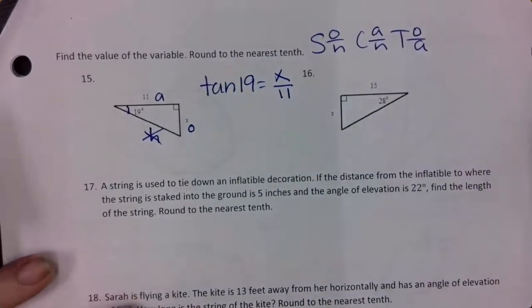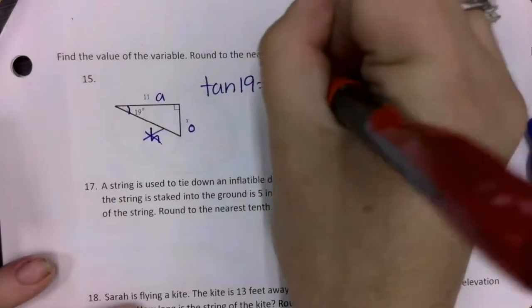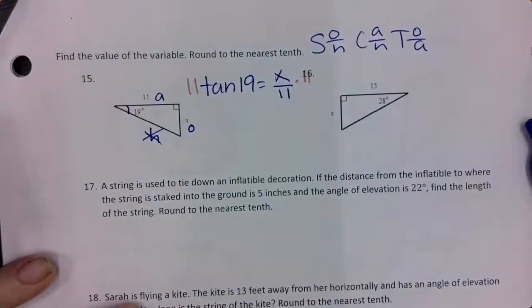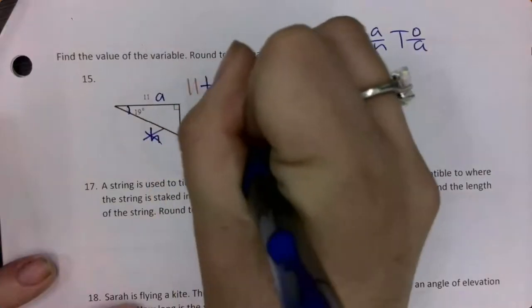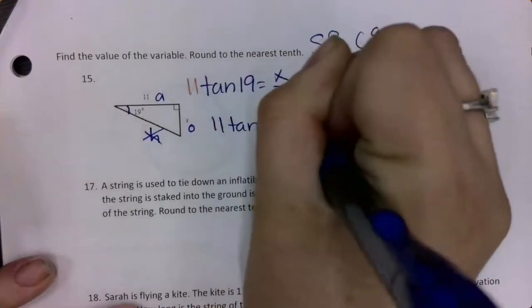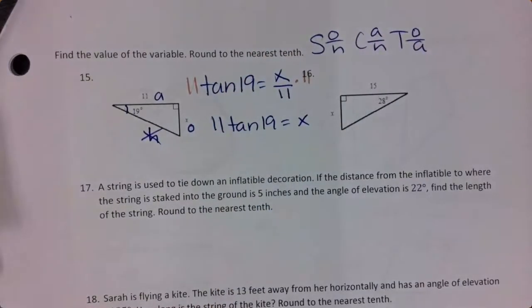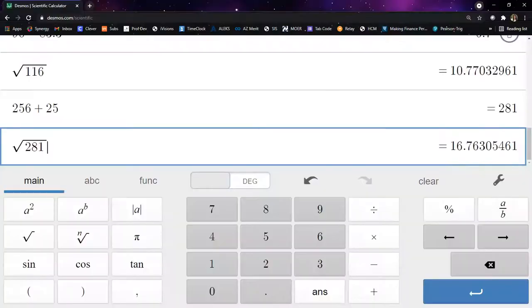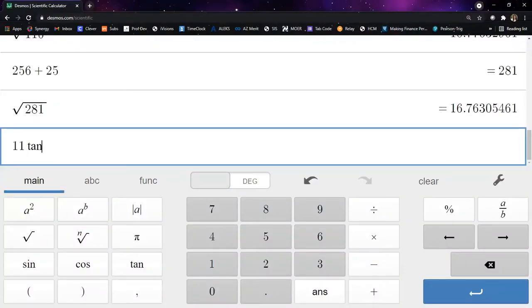Then I want to get x alone, so I'm going to multiply both sides by 11. Then I have 11 tan 19 equals x. So I can go to Desmos and type that in, which gets me 3.8.